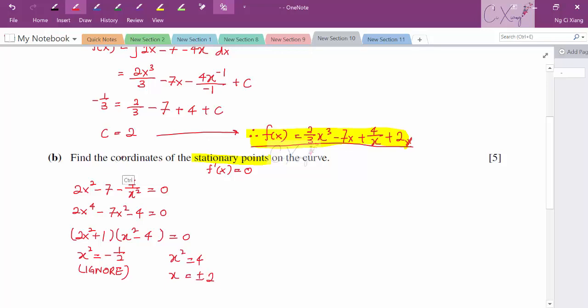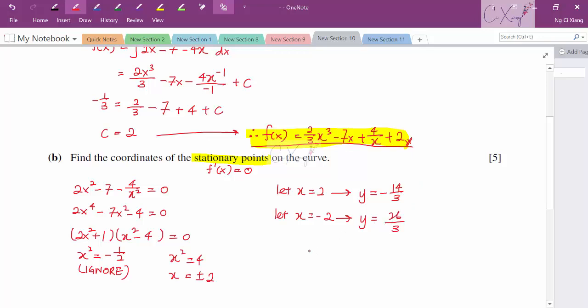Okay, so they're asking for the coordinates, which means you also need to get the value for y. So if x equals 2, what is the value of y? Substitute it into this equation. When x equals 2, the value of y will be negative 14 over 3. And then for x equals negative 2, you substitute it also into the original function f(x). The y should be equal to 26 over 3.